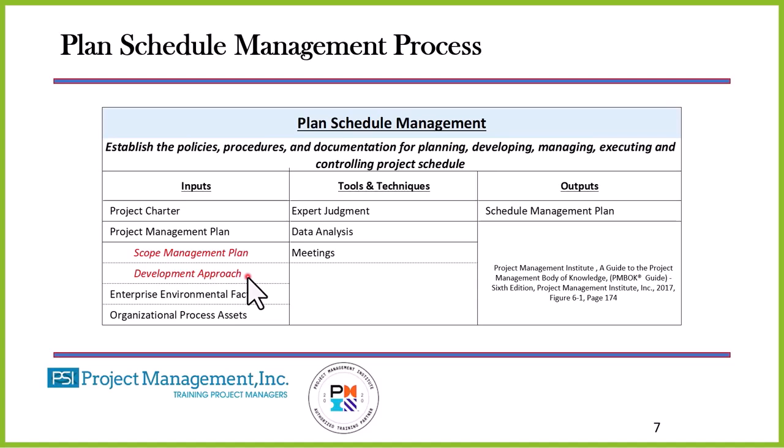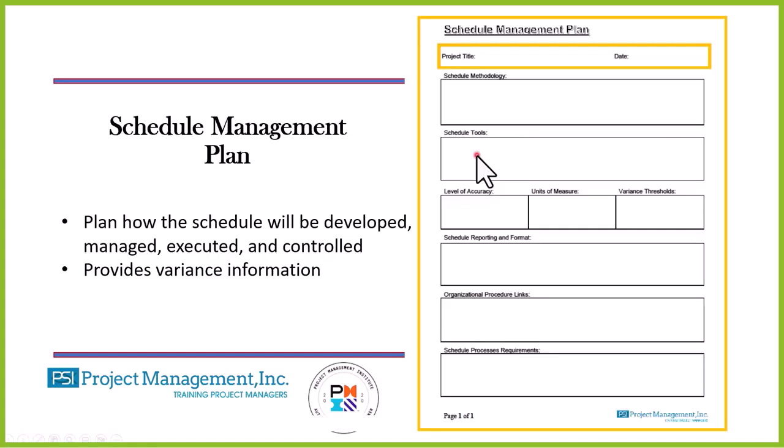In that case, the predictive approach would also need the schedule. We have to understand how we're going to be managing this project. Then, as an output of this process, we have the schedule management plan. The schedule management plan then tells us how the schedule will be developed, how it will be managed, how it will be executed, how it will be controlled, and it also gives us a level of the variance information.